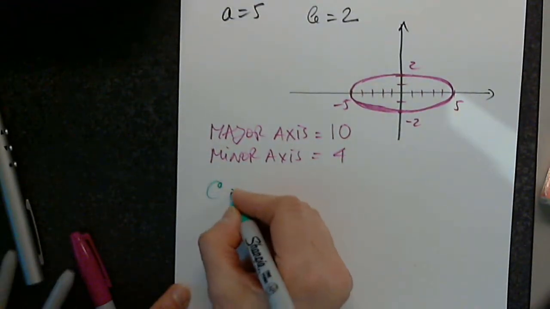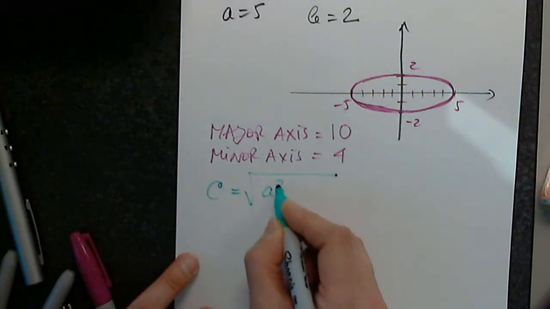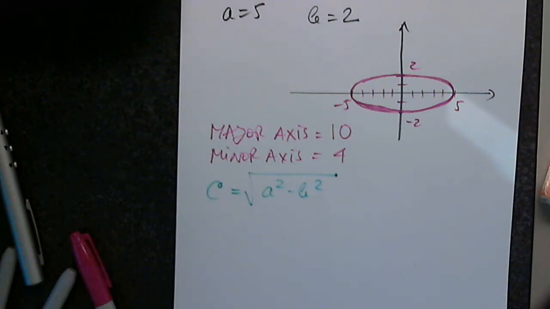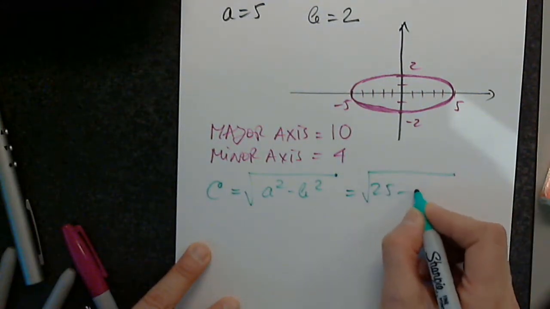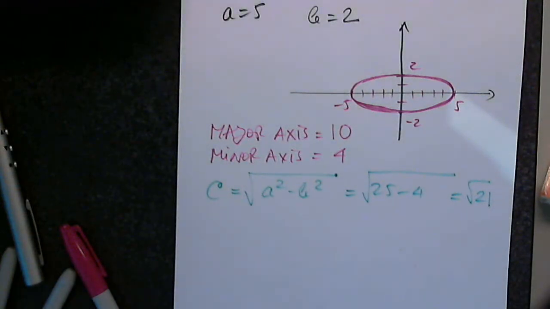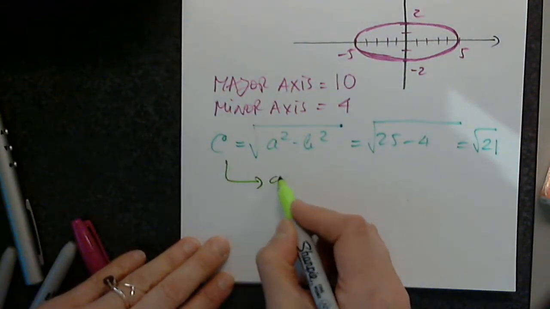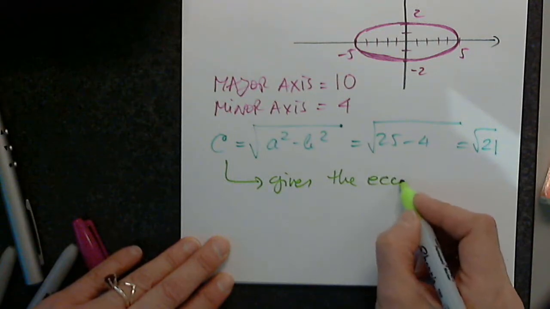Now we have to find that number c, which is the square root of a squared minus b squared, assuming that this is the correct order. a squared is bigger and b squared is smaller. So this is the square root of 25 minus 4, which is the square root of 21. I have determined c for 2 reasons. One, c gives the eccentricity.